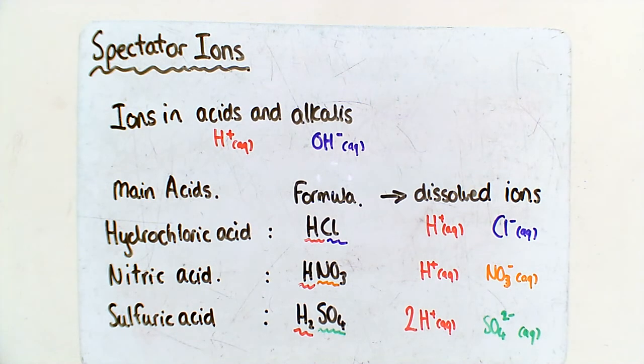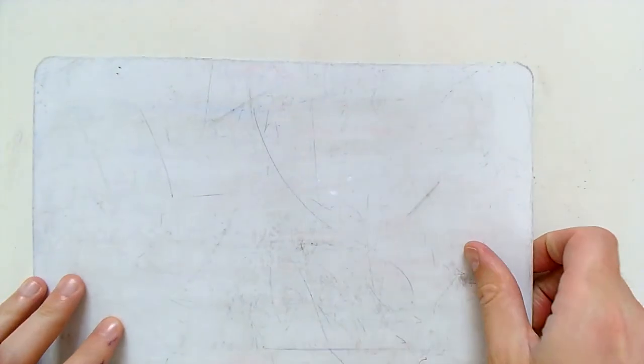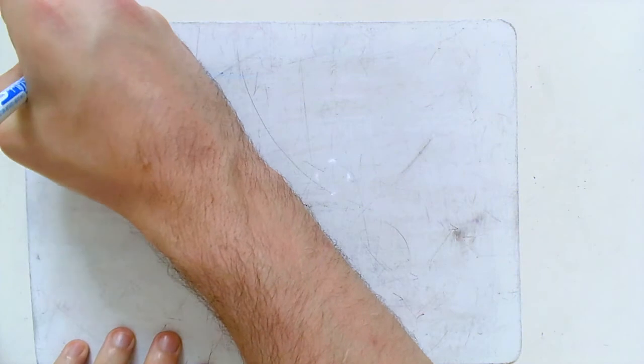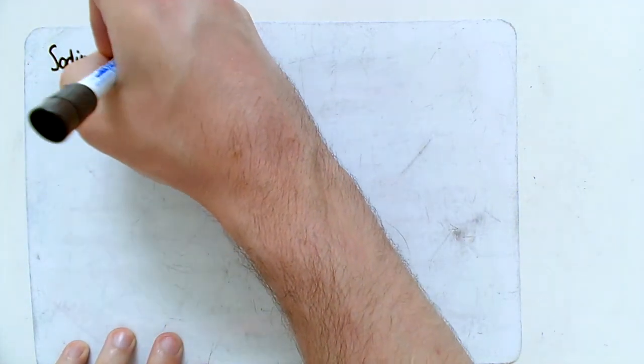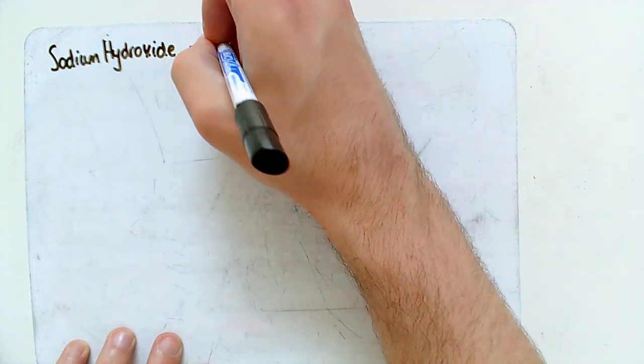And what we mean by a spectator ion is an ion that is present in a reactant and is still present in the product. So we'll get a better explanation as we show an example. So what we will take is an example: sodium hydroxide plus hydrochloric acid.